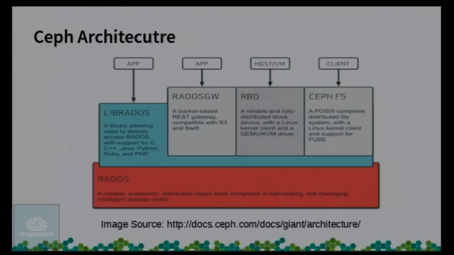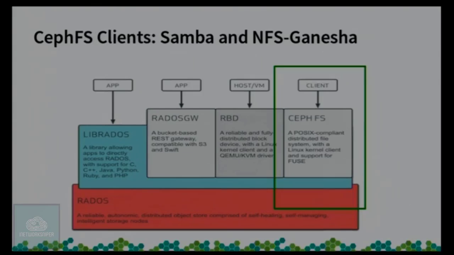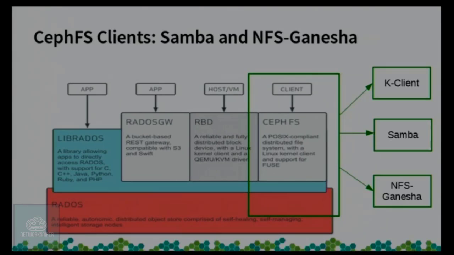I'm sure most of the people are aware of the Ceph architecture. So Ceph is basically a distributed storage system, and you can access the most basic layer, RADOS, using different interfaces, and one of them is CephFS. CephFS is a POSIX compliant distributed file system, and there are multiple clients through which you can use CephFS. One is the kernel client, then there's also a fuse client, which is not mentioned here. And then there are Samba and NFS-Ganesha.